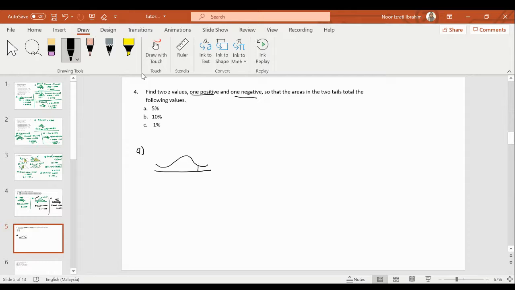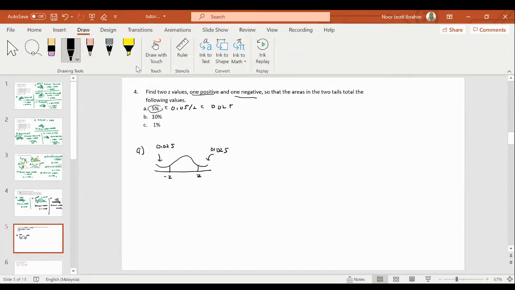So if I draw the curve, left tail and right tail total 5%, which is 0.05 divided by 2 is 0.025, which means here the left tail is 0.025 and the right tail is 0.025. So we want to find the value of this z. One is negative, one is positive, but the same value.